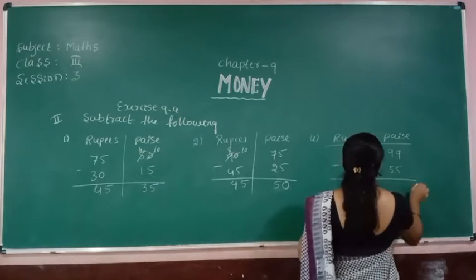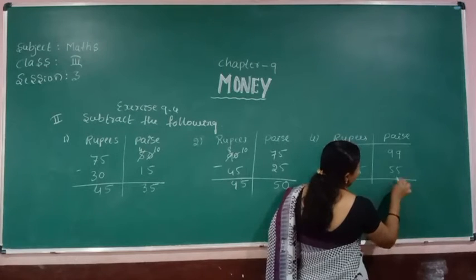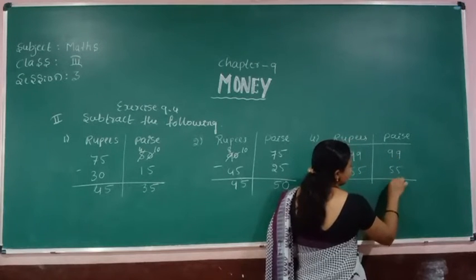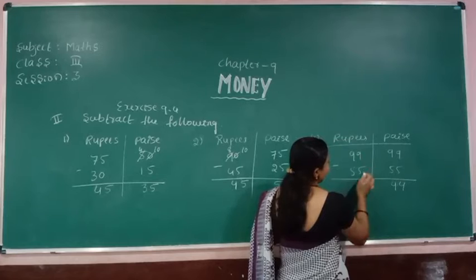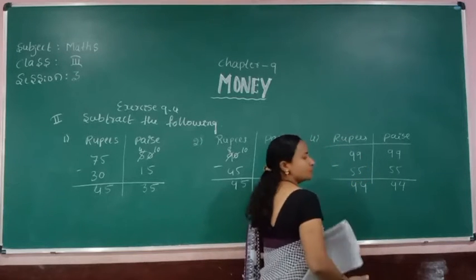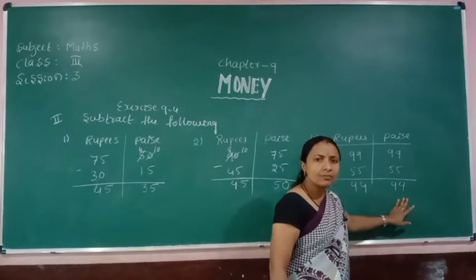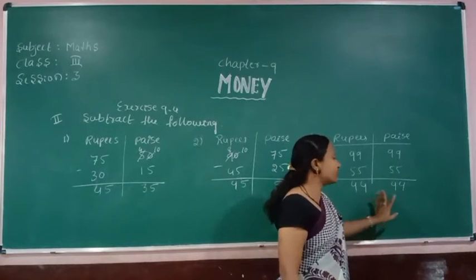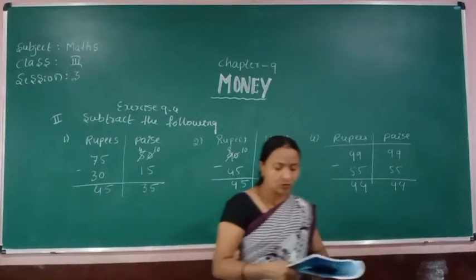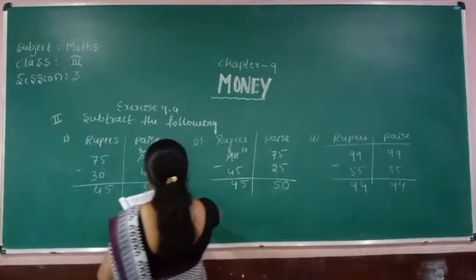Okay, so here, see, we subtract. 9 minus 5 is 4. 9 minus 5 is 4. 9 minus 5 is 4. 9 minus 5 is 4. So we get the answer 44 rupees 44 paise. Okay, understood this one? Yes. So next, we'll do the seventh one.